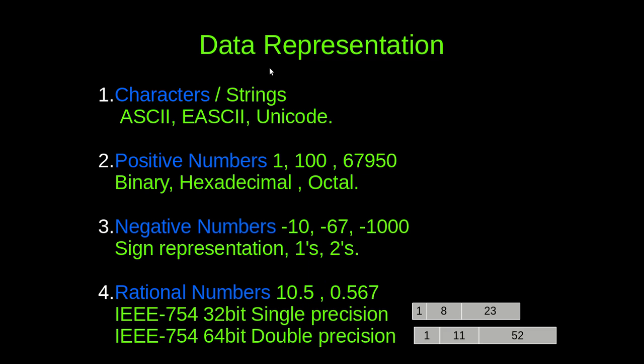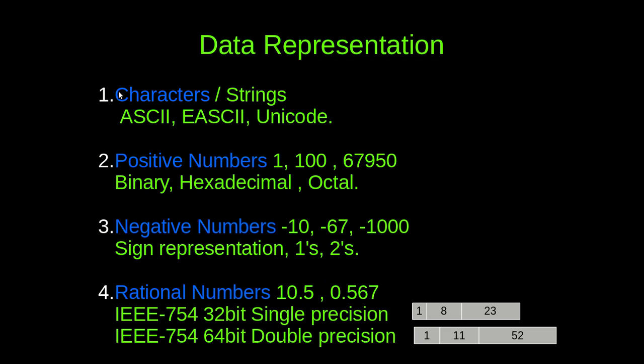Now, we talked about data representation. What types of data do we have? We have, for example, characters or strings. We have positive numbers and negative numbers. We have rational numbers, which are floats and doubles. How are all those represented? We also have multimedia, like videos and graphics, but we don't need them in assembly for now. We'll take them in other classes, but in this one, those are the four most important data types that we're going to be using.